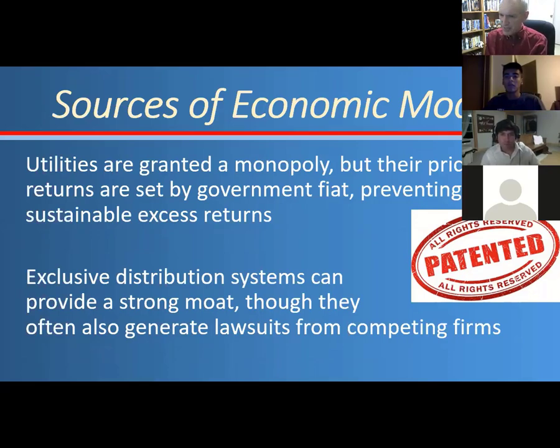Exclusive distribution systems can provide a moat. However, you usually get lawsuits for that. Apple has had this problem with their apps. To get your app on Apple, you got to do all these things, and obviously Microsoft has had those issues. Google's had these issues where you have these exclusive relationships. Governments have been suing. Other firms have been suing. So exclusive distribution sounds wonderful: to get my product, you have to use my product and nobody else's product. That almost always leads to a lawsuit. So it sounds too good to be true, and it usually is too good to be true.